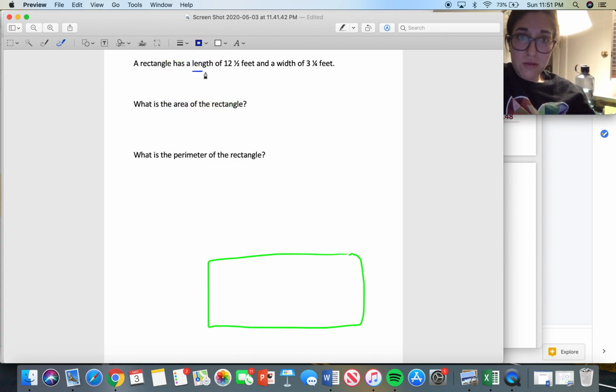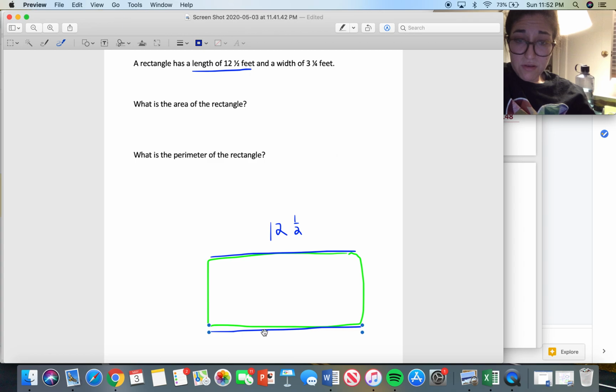We're going to say length of 12.5, and so I'm going to make this my length. And remember, if this side is 12.5, the opposite side will also be the same, will also be 12.5. So this is 12.5. This is 12.5. And for my width, it says my width is 3 1/4. So I'll make this 3 1/4. And I'll make this, also remember, going to be the same, 3 1/4.